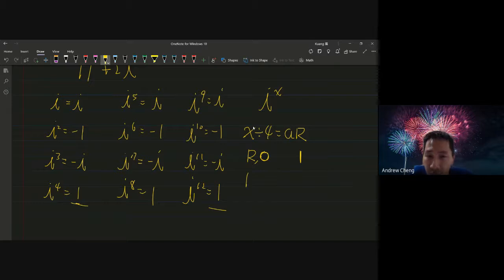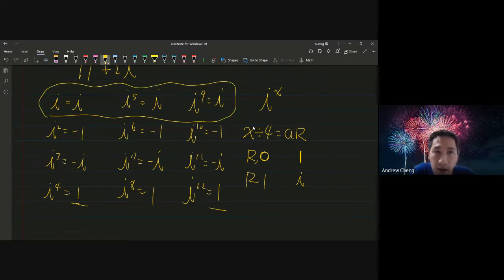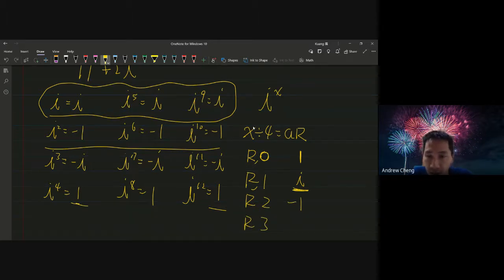If the remainder is 1, then it is i. This is this row, like 1, 5, 9. 5 divided by 4 is 1, remainder 1, so that will be i. 9 divided by 4 is 2, remainder 1, and it is i. And then if the remainder is 2, then this row is -1. And if the remainder is 3, then it's -i.